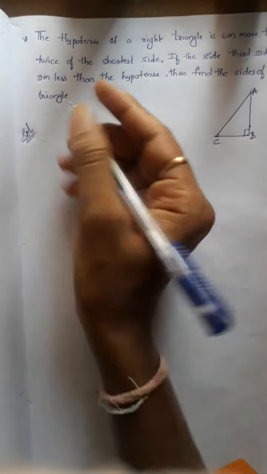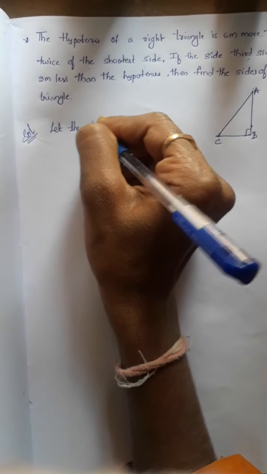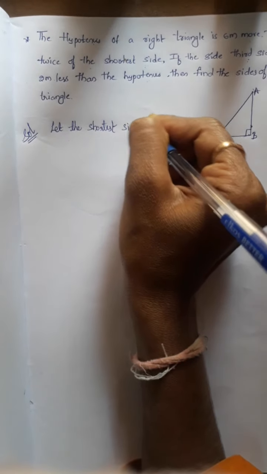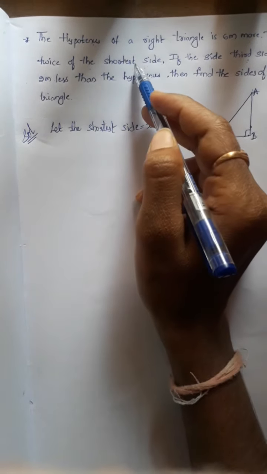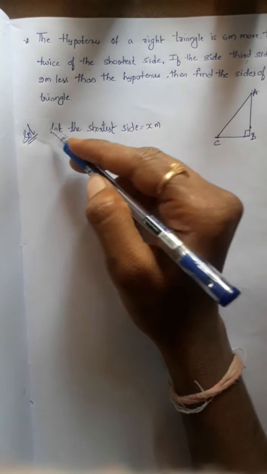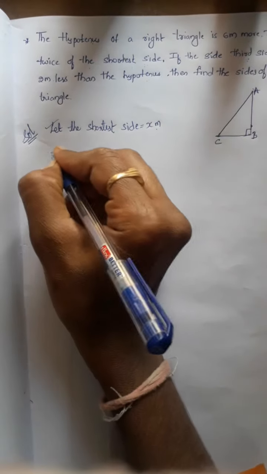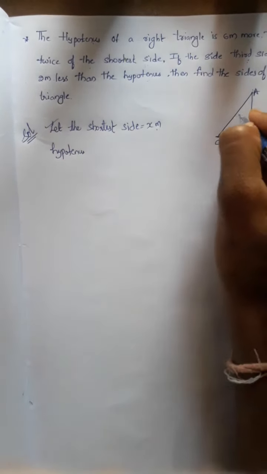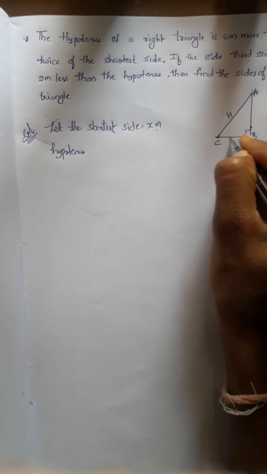So first we will consider, let the shortest side be x meters, because everything depends upon the shortest side. So we are considering the shortest side as x. Now we are going to write the hypotenuse. This is the hypotenuse, right? And this is the shortest side actually.